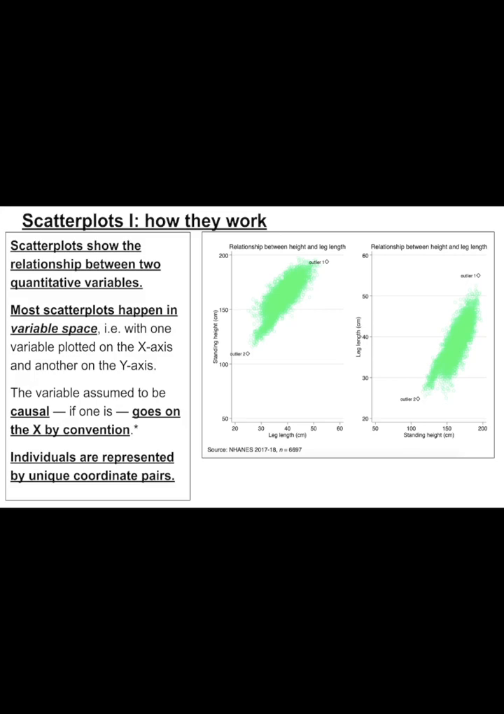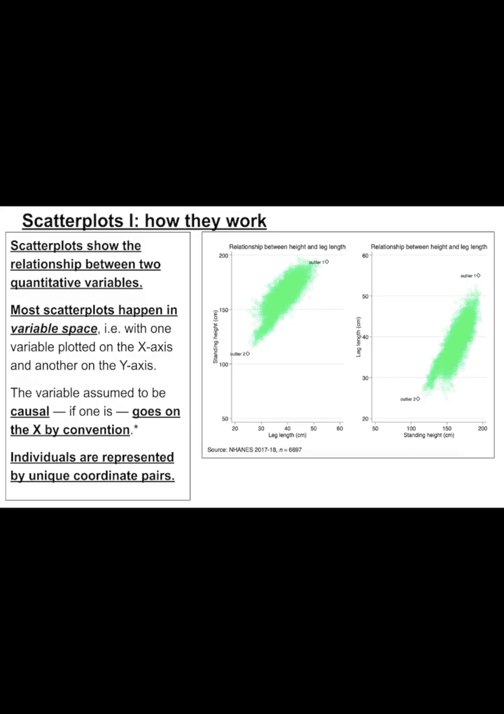Isn't in one sense standing height just a kind of addition to leg length? So leg length is just a component of standing height. So this is really in a sense almost like looking at a scatter plot between leg length and torso length, and then does one really cause the other? I think this is a situation where it's clear that it's kind of hard to say what's going on here in causal terms, even though there's a clear statistical association.